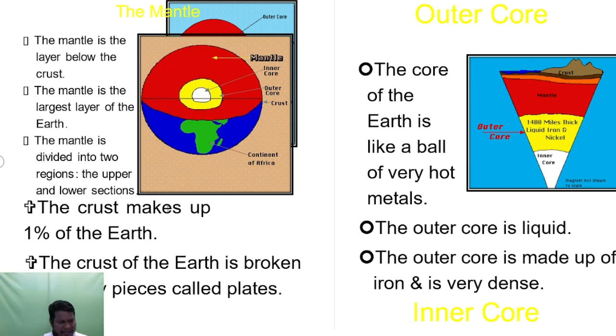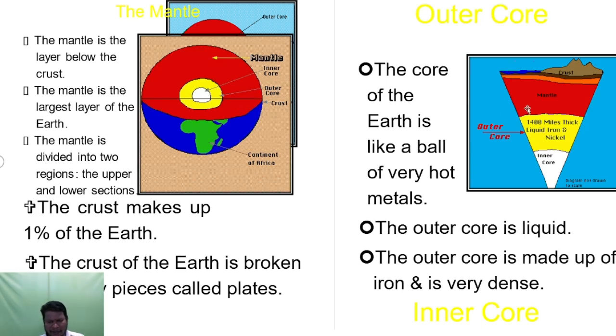The crust makes up about 1% of the earth. The crust is very thin. The crust of the earth is broken into many pieces called plates. So this crust is sometimes broken into many pieces called plates.